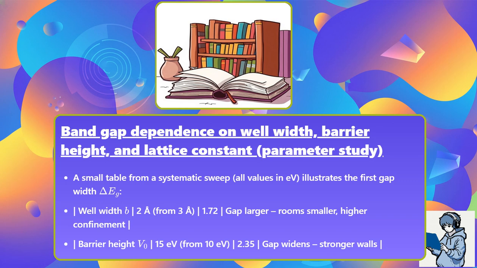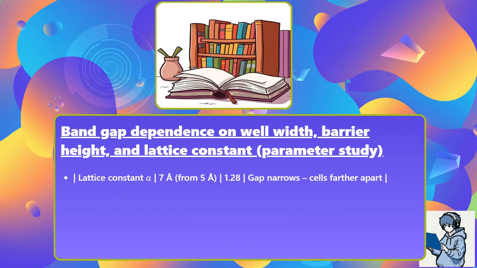First gap ΔE_g equals 2.35 electron volts. Observation: gap widens, stronger walls. Lattice constant a changes to 7 angstroms from 5 angstroms. First gap ΔE_g equals 1.28 electron volts. Observation: gap narrows, cells farther apart.